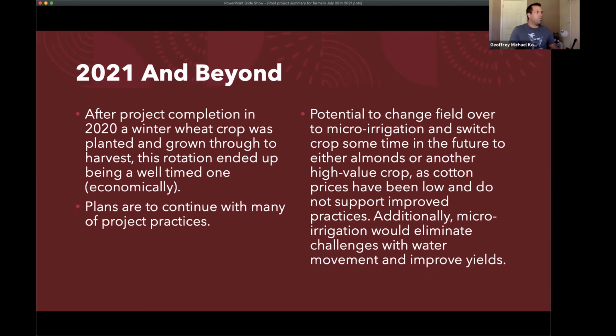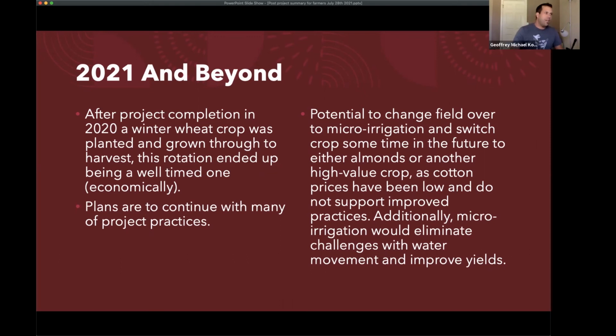Plans to continue with many project practices. Again, I don't really know exactly what you plan to do. I know last time we talked, you wanted to go back to cotton potentially next year. But I think hopefully we've planted the seed, so to speak, on cover cropping and compost addition and some of these practices.